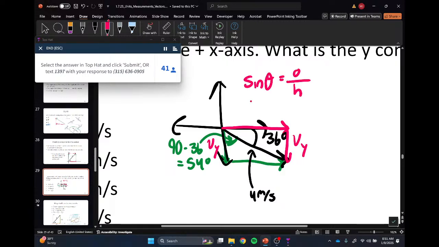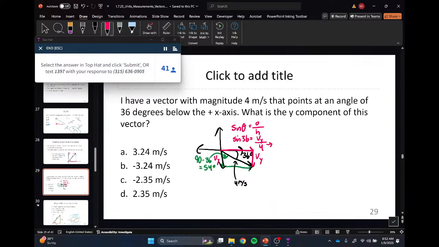We know the angle. So sine of 36 equals what we're trying to find, which is the y component of v, over the hypotenuse, which is 4. You rearrange this. You do some algebra, and you get that it's 4 times sine of 36. And I will warn you, so great, you do this, and the answer is 2.35, and if you say that that's the final answer, it's wrong.